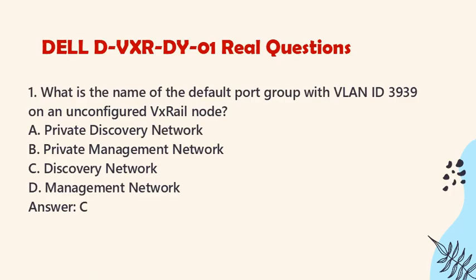1. What is the name of the default port group with VLAN ID 3939 on an unconfigured VxRail node? A. Private Discovery Network. B. Private Management Network. C. Discovery Network. D. Management Network. Answer: C.